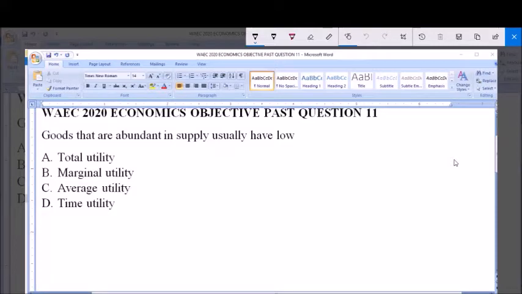Hello and welcome. I will be answering WAEC 2020 Economics Objective Past Question 11. Goods that are abundant in supply usually have low A, total utility, B, marginal utility, C, average utility, D, time utility. Now let's look at the definition of each of the concepts.